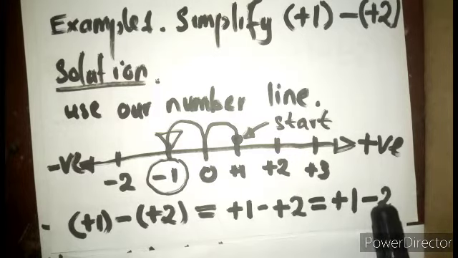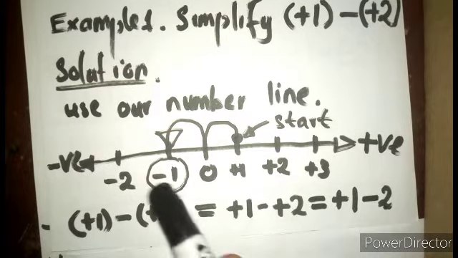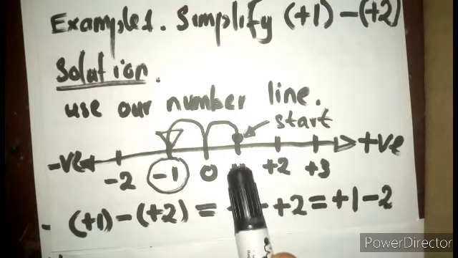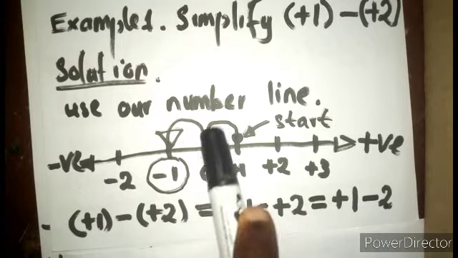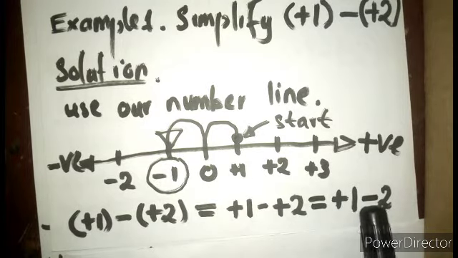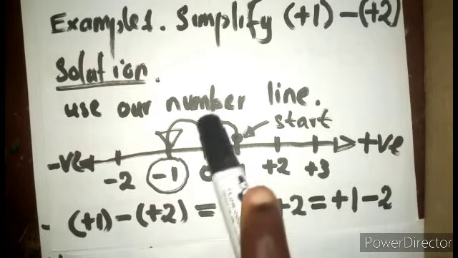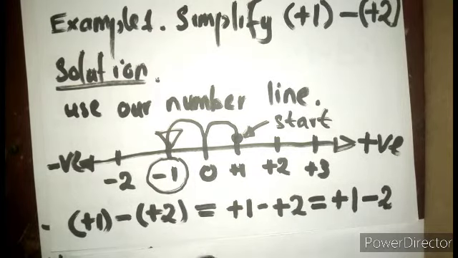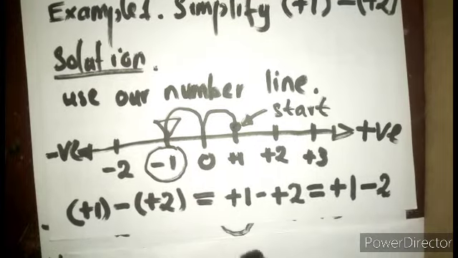And to get plus 1 minus 2, we use our number line. We are starting at plus 1. That's where we start. And we move in the what? Negative direction. How many times? Twice. Move 1, 2, giving us what? Negative 1, which is the solution to this problem. Okay.